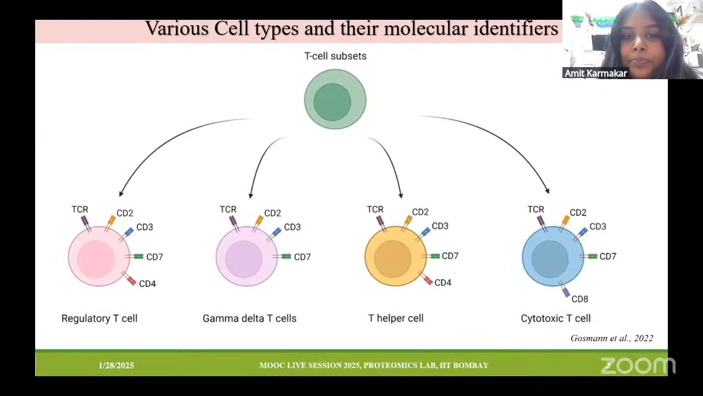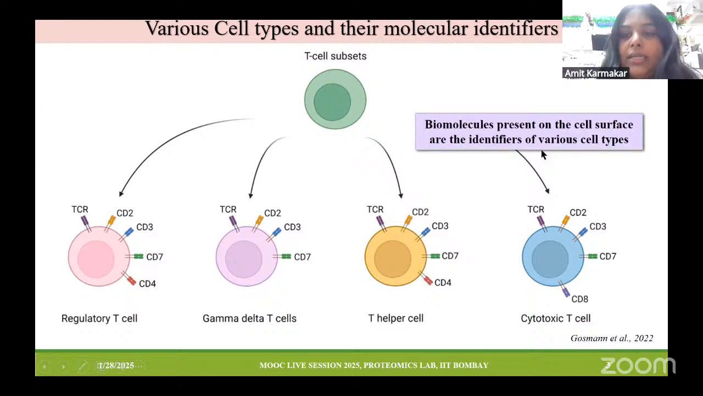But what if some of the cells look exactly the same? For example, the subsets. In the blood, we have T cells, and there are various types of T cells, like regulatory T cells, gamma delta cells, T helper cells, and other types of T cells. They look exactly the same, and using microscopic techniques, you won't be able to differentiate which cell is what. Then what would you do? Then you would need biomolecular markers. The biomolecules present on the surface of the cells are the major identifiers of the various cell types.